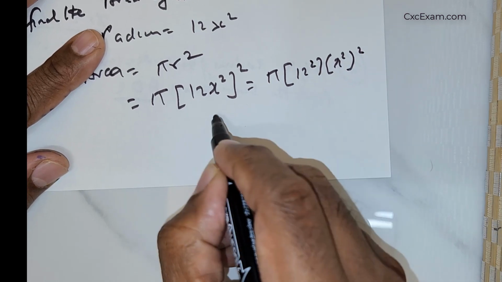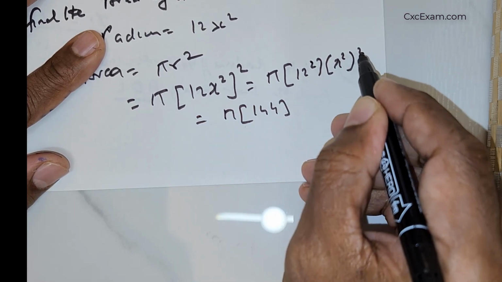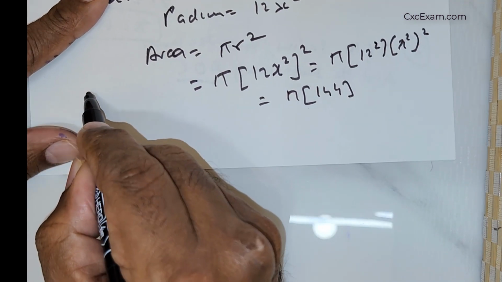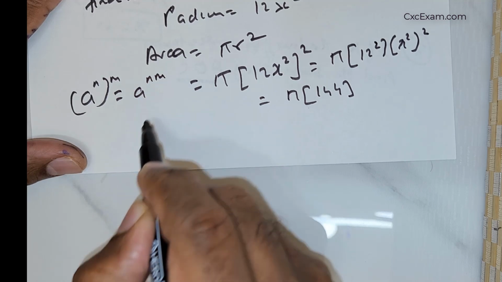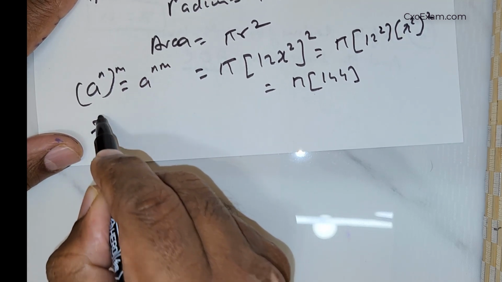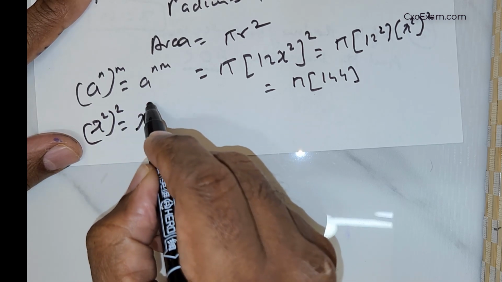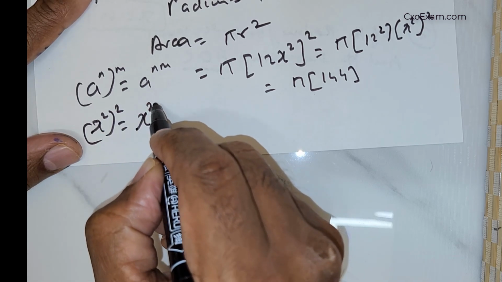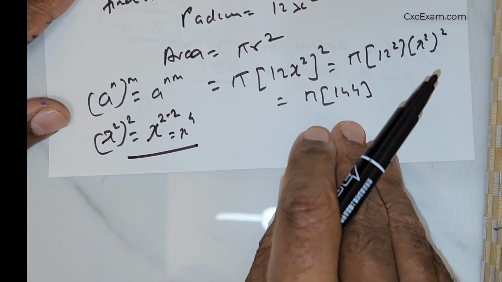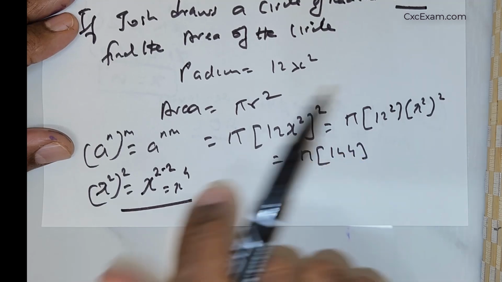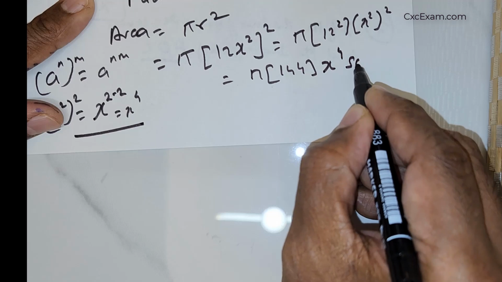It's always better to represent it like this. 12 squared is 144, x raised to the power of 2 raised to the power of 2. Now a raised to the power of n raised to the power of m is a raised to the power of n times m. So x squared raised to the power of 2 is going to be x raised to the power of 2 multiplied with 2, which is going to be x raised to the power of 4. So this is going to give me x raised to the power of 4 square units.